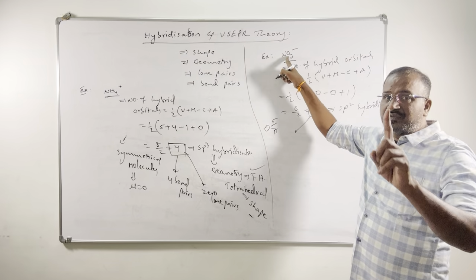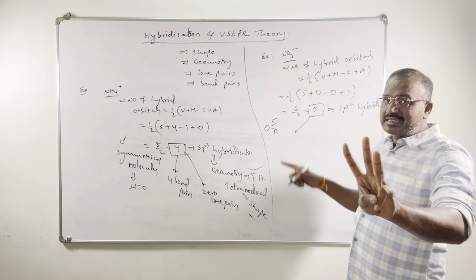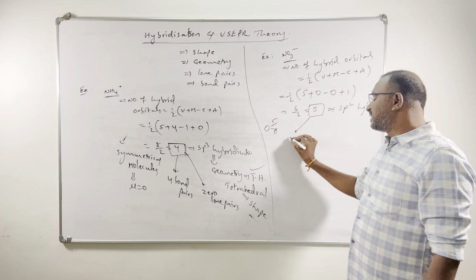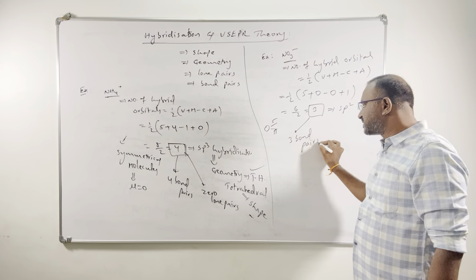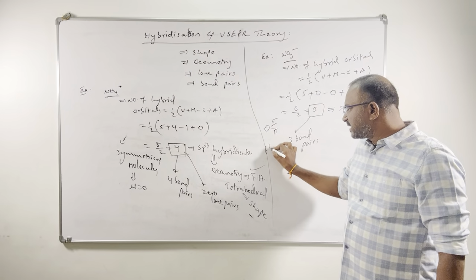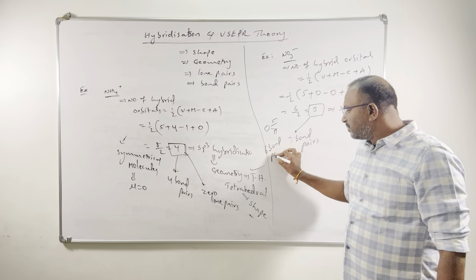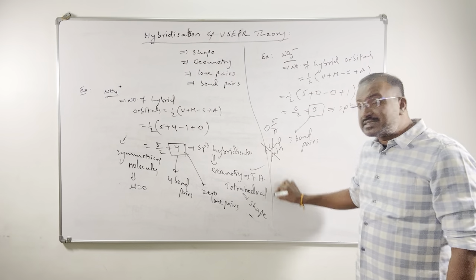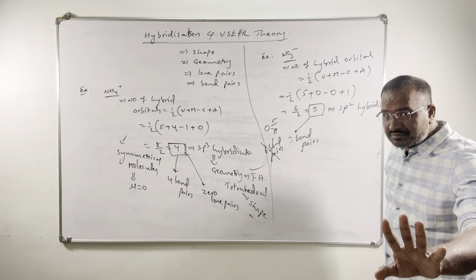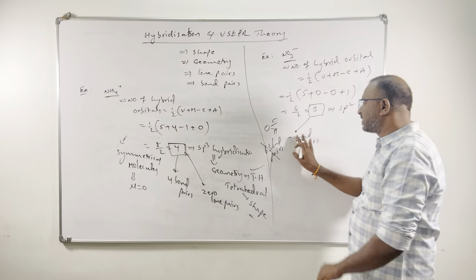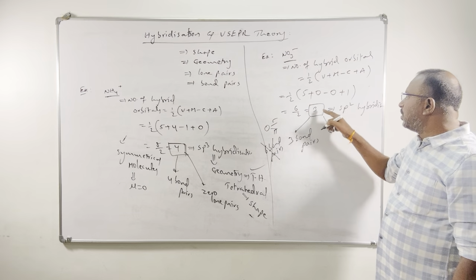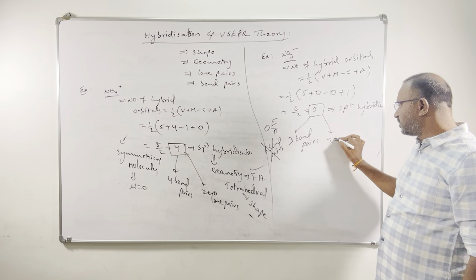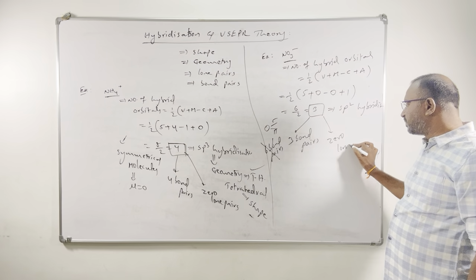Each oxygen forms 1 sigma bond, 1 pi bond. So there are 3 sigma bonds, 3 pi bonds. The 3 sigma bonds form 3 bond pairs. Actually 6 bond pairs are there. Remember, 6 bond pairs are here, but pi bonds we should not consider for shape. So 3 sigma bonds only we have to consider. That's why I'm writing there are 3 bond pairs, no lone pairs. Why? Because here 3 only we are getting, 0 lone pairs.